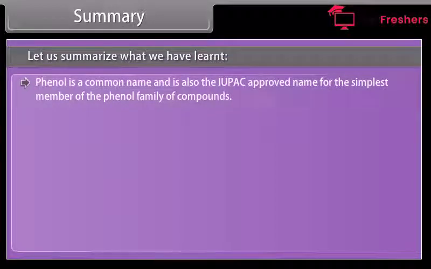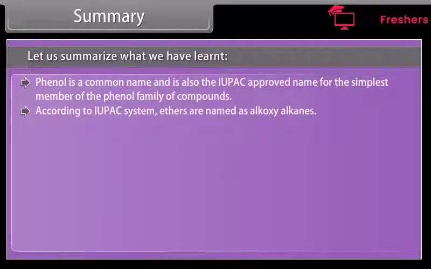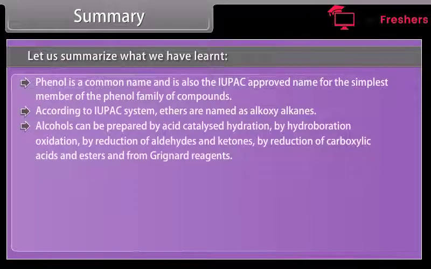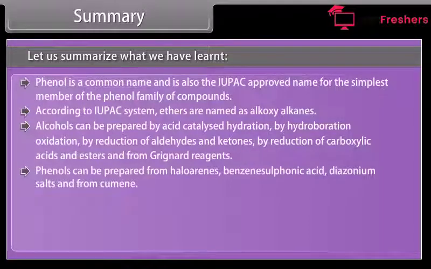According to the IUPAC system, ethers are named as alkoxy-alkanes. Alcohols can be prepared by acid-catalyzed hydration, by hydroboration oxidation, by reduction of aldehydes and ketones, by reduction of carboxylic acids and esters, and from Grignard reagents. Phenols can be prepared from haloarenes, benzene sulfonic acid, diazonium salts, and from cumene.